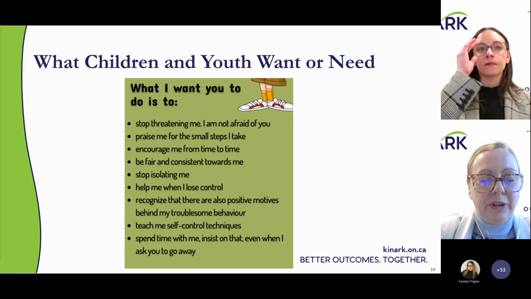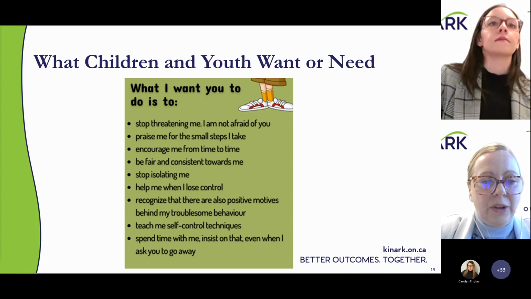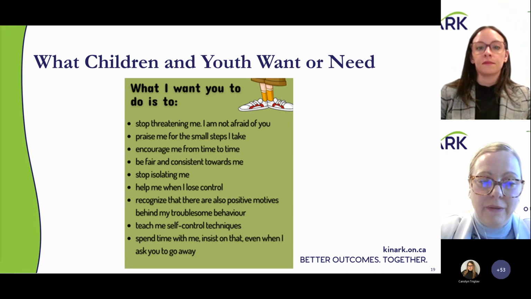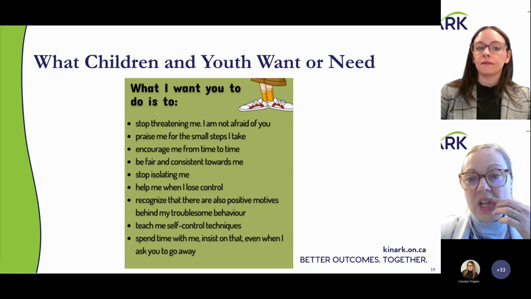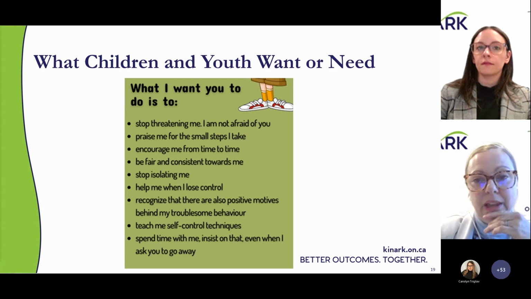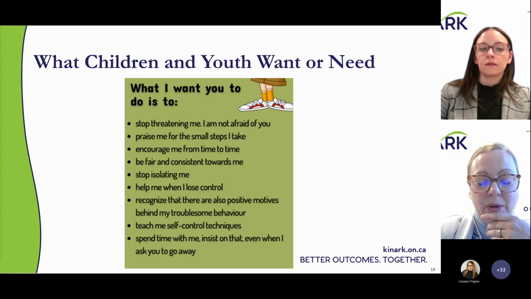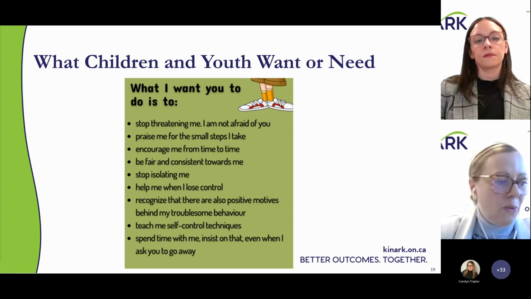So this is just an outline of what children and youth want or need. I'm not afraid of you, stop threatening me, praise me for the small steps that I take, and encourage. You want to use lots of encouragement, being fair and consistent. You want to include your children in activities. You want to be able to help them when they lose control. When kids are out of control, it's really that they need some help to be able to move through that. Recognize that there are also positive motives behind troublesome behavior, and they want to be taught how to self-control. And really spend time with them, insisting on that even when they want you to go away.